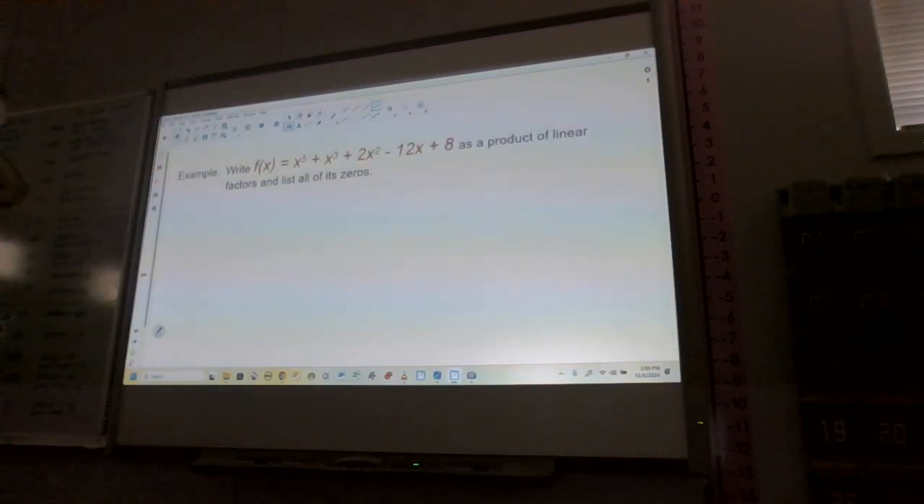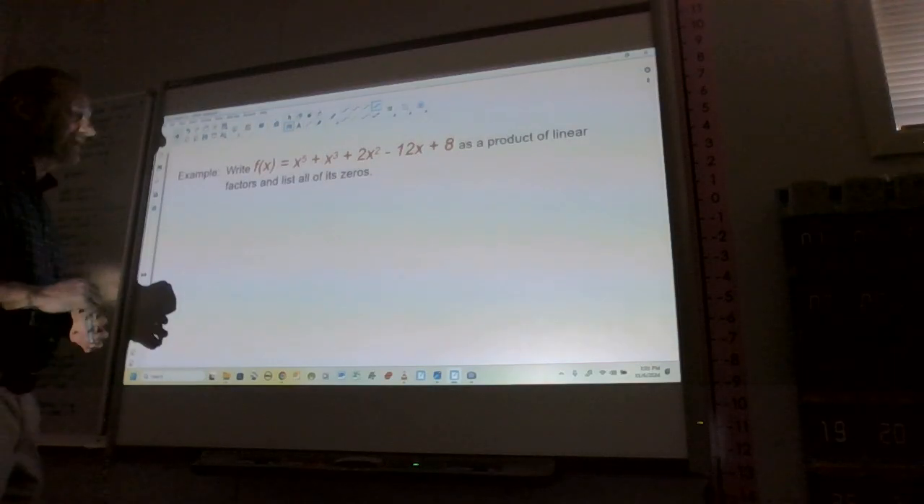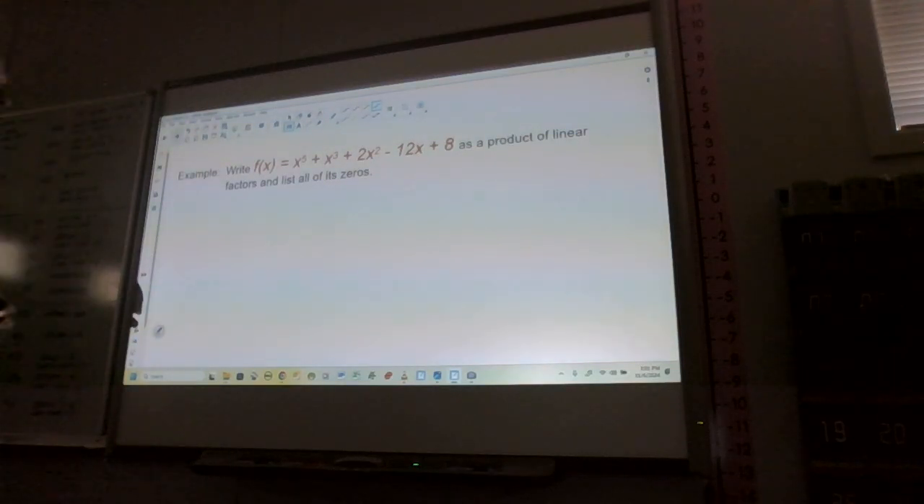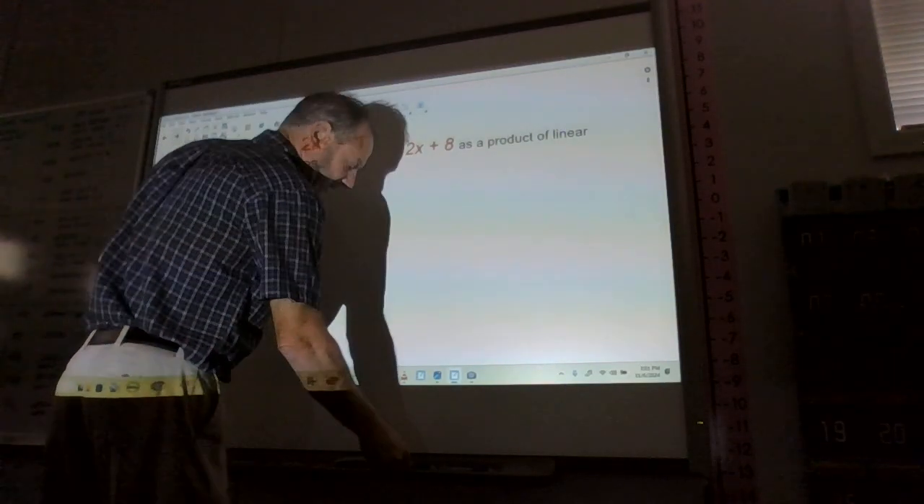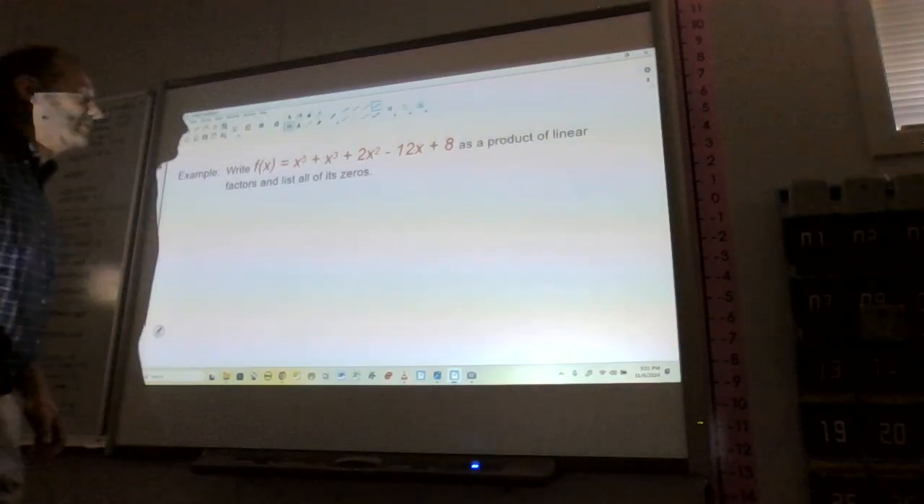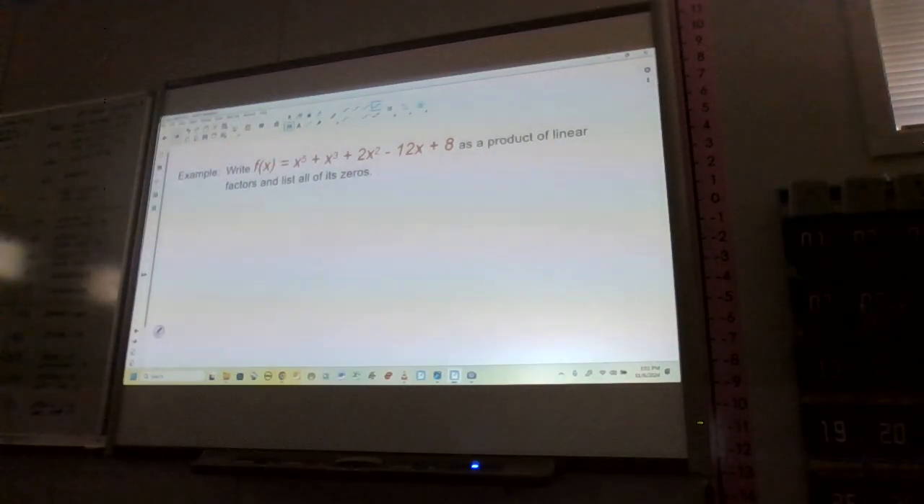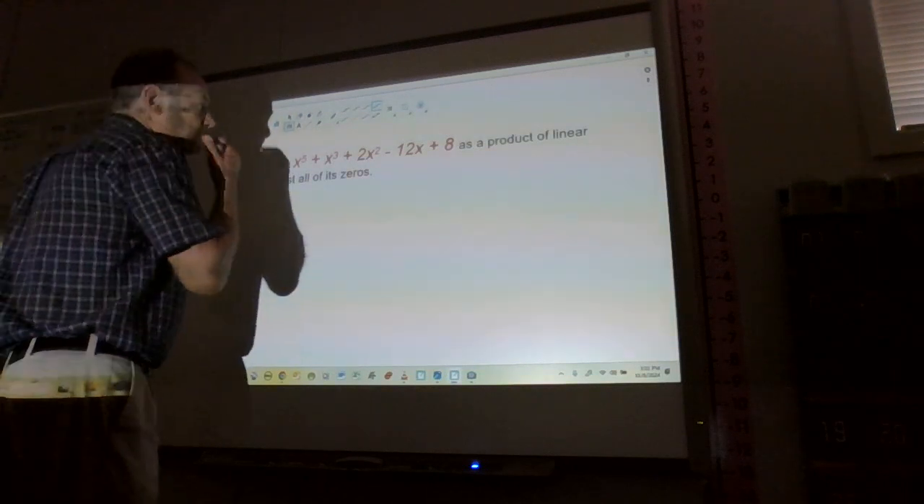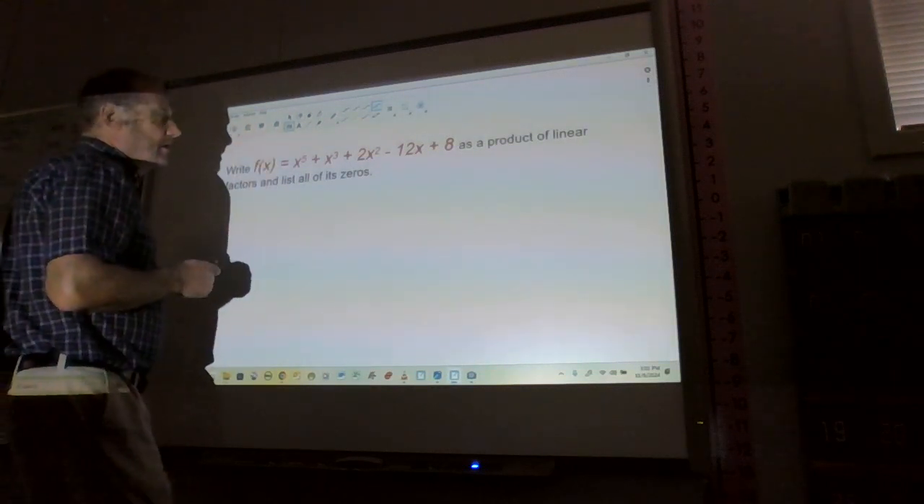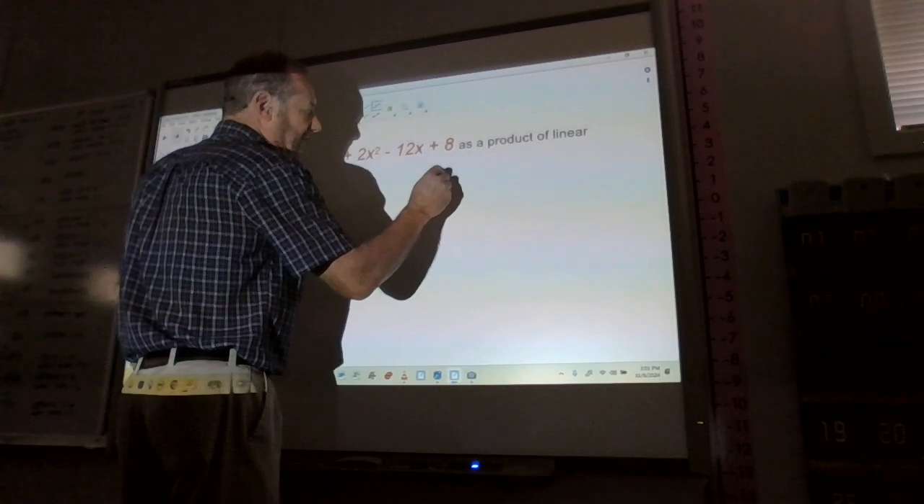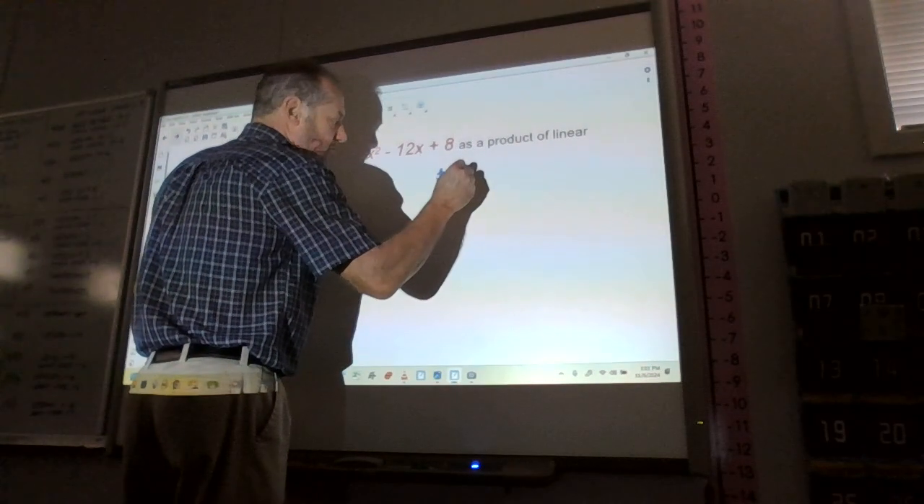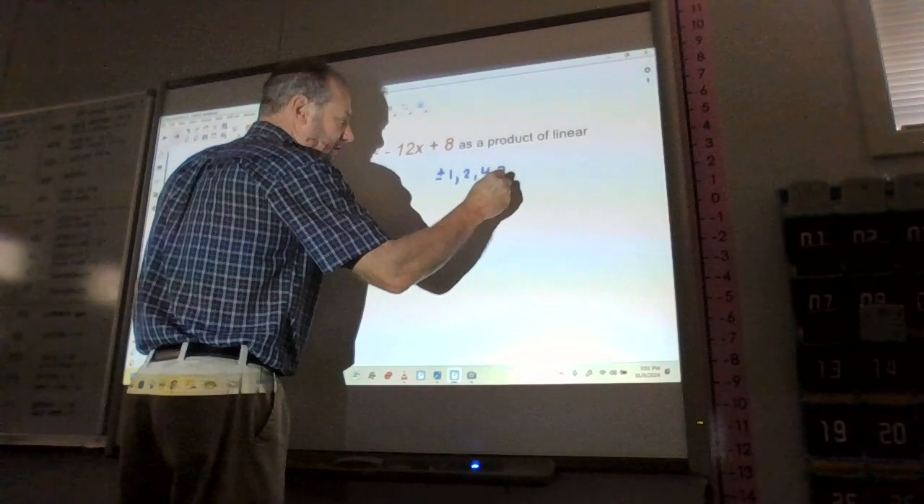Okay, let's look at this one. This is a nasty one. F of x is x to the 5th plus x to the 3rd plus 2x squared minus 12x plus 8. Write it as a product of linear factors and list all of its zeros. Okay, so this thing is going to have 5 linear factors. I just got to find out what they are. So I'm going to have to do this by taking the factors of 8, which are plus or minus 1, 2, 4, and 8.